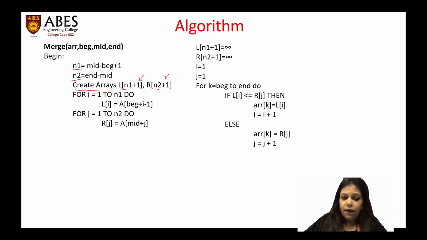And for this, we have taken two loops, where in the first loop, I is starting from 1 till n1, and we are storing in L of I the values of ARR of beginning plus I minus 1. And similarly, for J equals 1 to n2, we are storing the value of ARR of mid plus J.